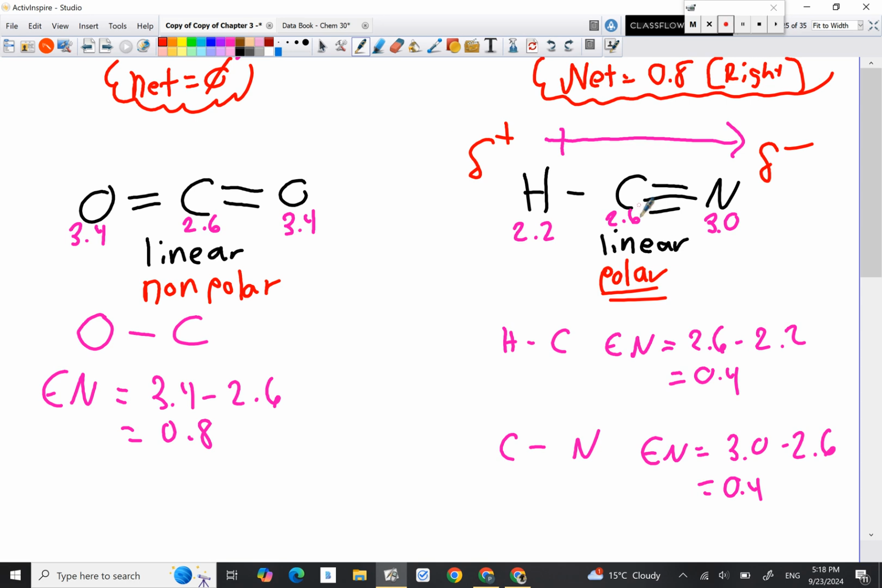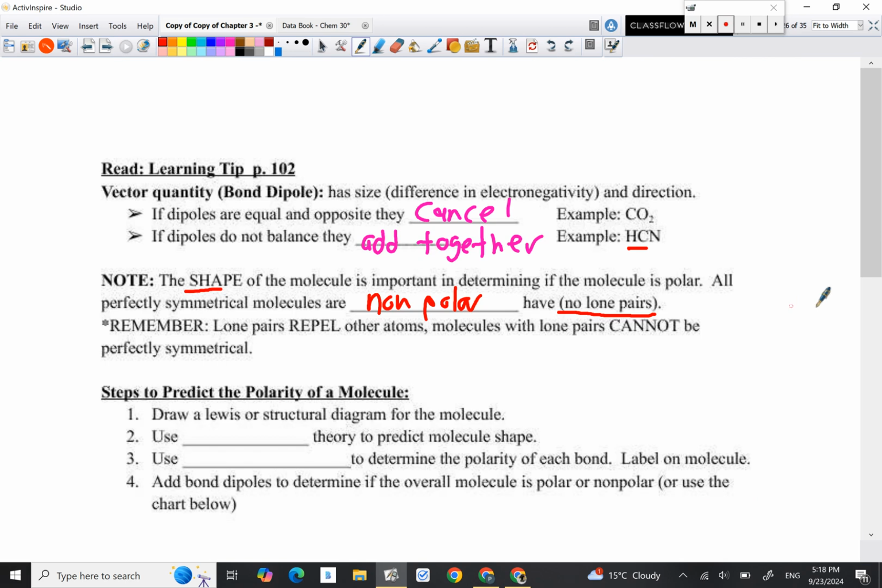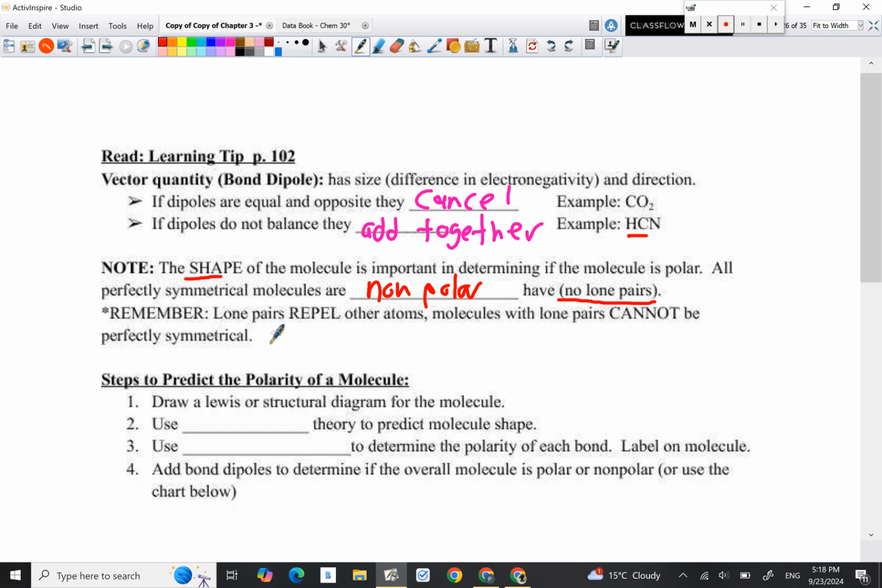Whereas if we have a non-symmetrical molecule like HCN, once again, no lone pairs, the bond angles are the same around, but when we look at the left and the right, we have two different atoms. Non-symmetrical, polar molecule. That's going to be a very common theme that we're going to see in this particular set. And the reason why we have the ones with no lone pairs is that lone pairs repel all the other atoms. So molecules that generally have lone pairs are going to be polar.